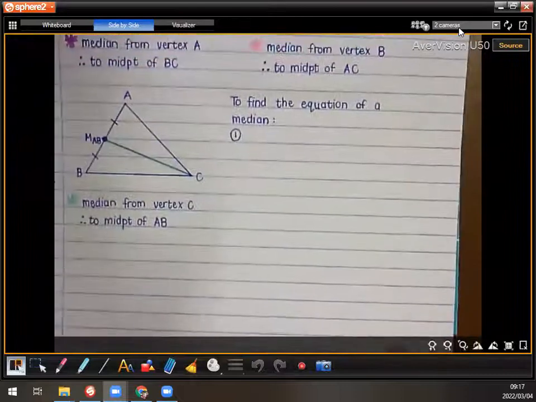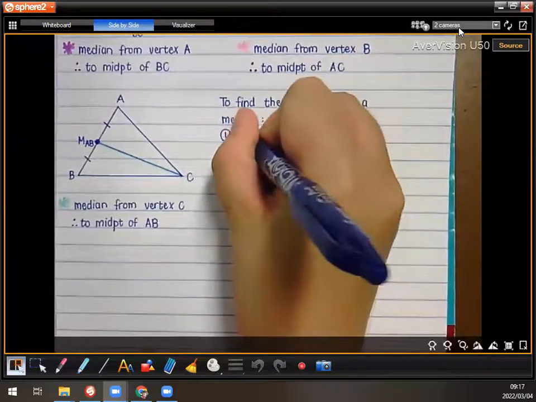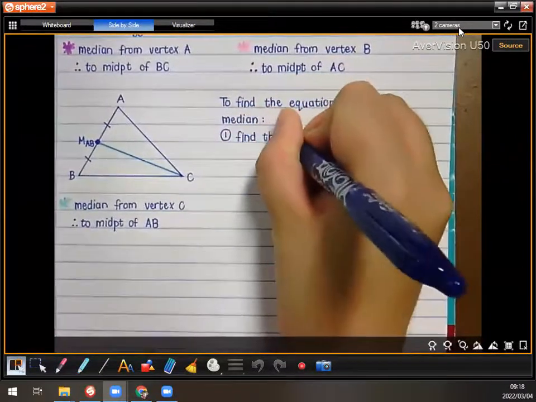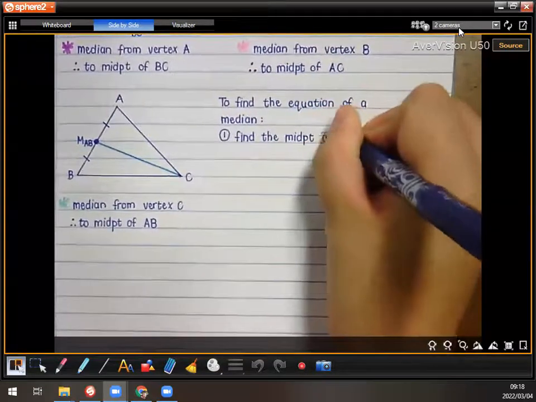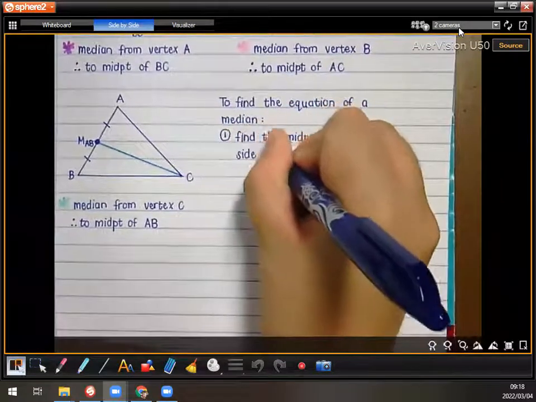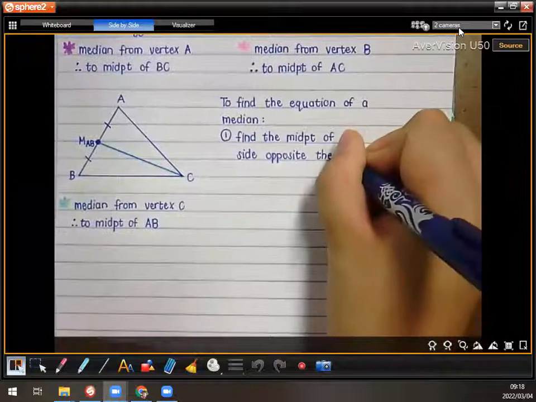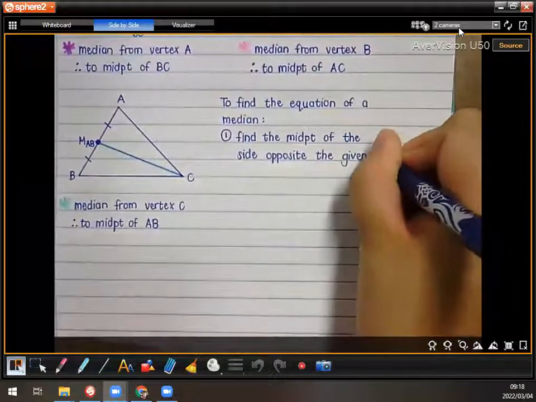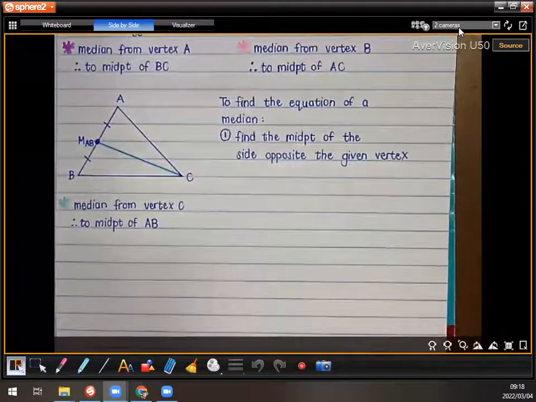That's going to be our first step. Step 1, they're asking to find the median. We're going to find the midpoint of the side opposite the given vertex. So like I said, they're going to have to tell you which vertex this median is coming from. Because in any triangle, there are 3 possible ones. Okay, they can't just say find the equation of the median of this triangle because there are 3.